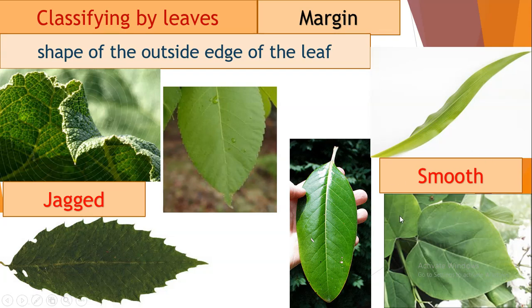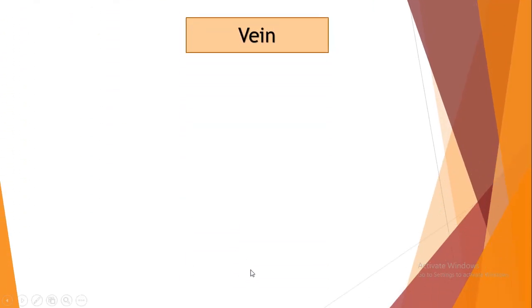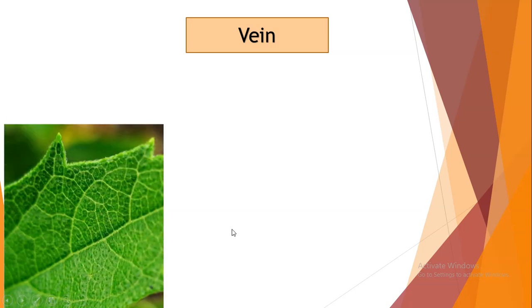An example of smooth leaf margin, we have an olive leaf, and an example for a jagged leaf margin, we have strawberry. Now, moving on to vein pattern. Now, look at these tubes here, these lines.